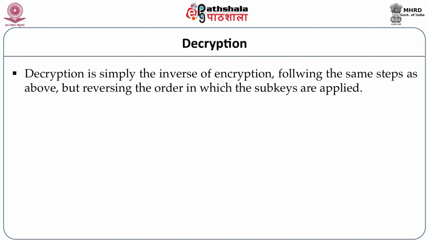So you can see, we started with M, which was 0, 1, 2, 3, 4, 5, 6, 7, 8, 9, A, B, C, D, E, F, and we ended up with a ciphertext that is 85E813540F0AB405. Decryption is simply the inverse of encryption, following the same steps, but all steps need to be followed in the reverse order.